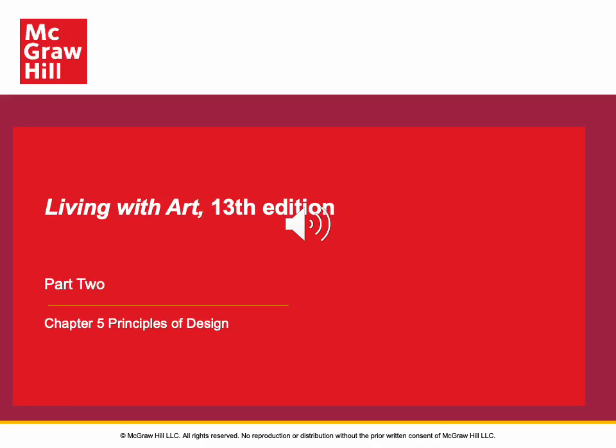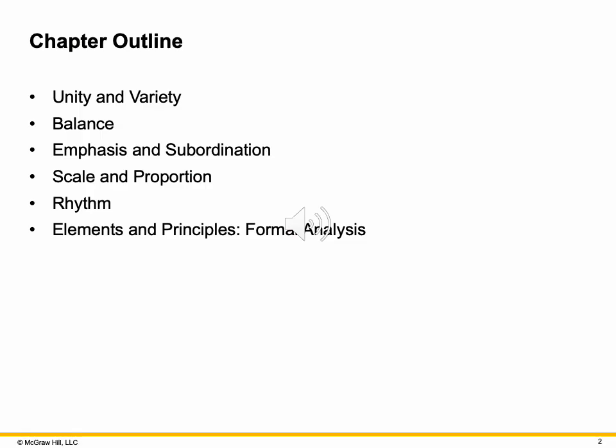McGraw-Hill, Living with Art, 13th edition, Part 2, Chapter 5, Principles of Design. Chapter outline: Unity and variety, balance, emphasis and subordination, scale and proportion, rhythm, elements and principles, formal analysis.